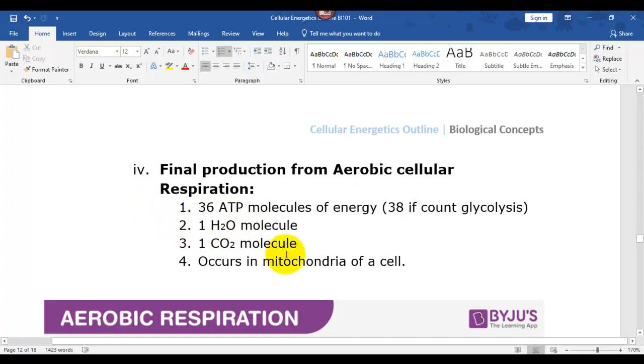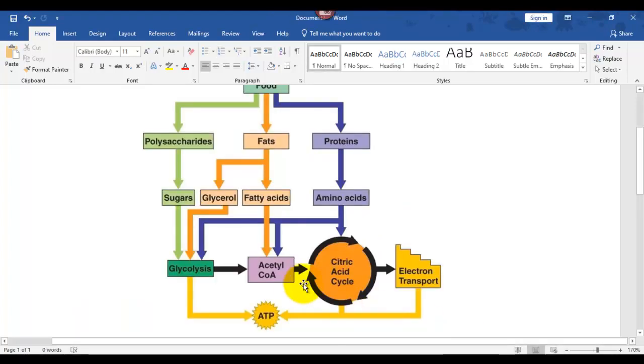You get some water, some CO2, and like it says there, this all occurs in the mitochondria of a cell. So all of this occurs in the mitochondria of the cell. Glycolysis occurs in the cytoplasm.